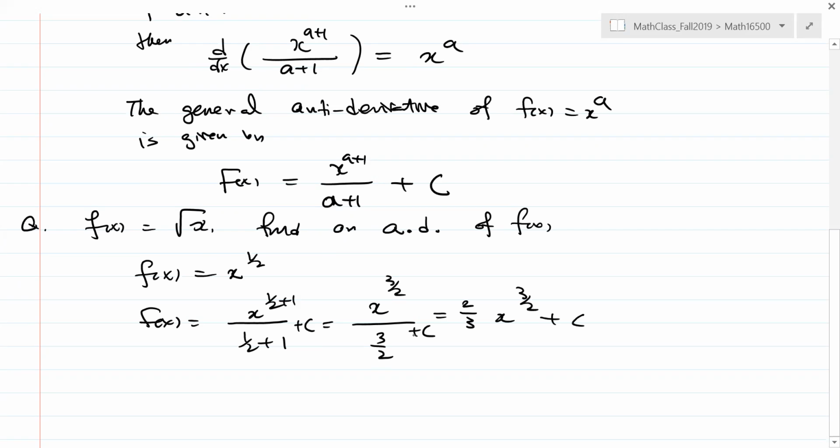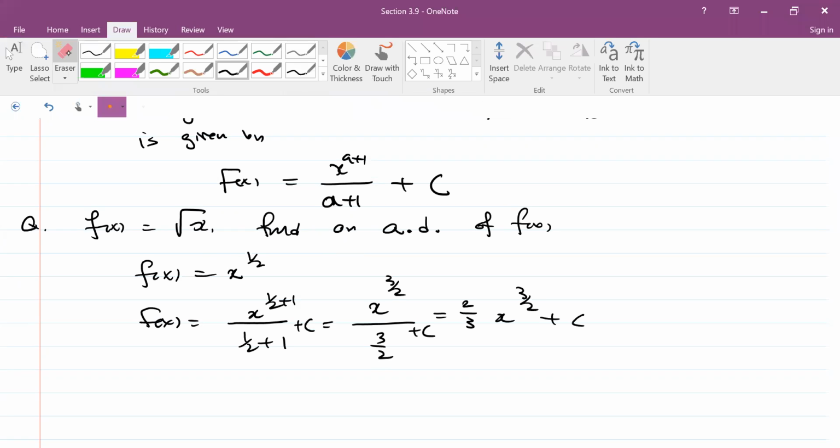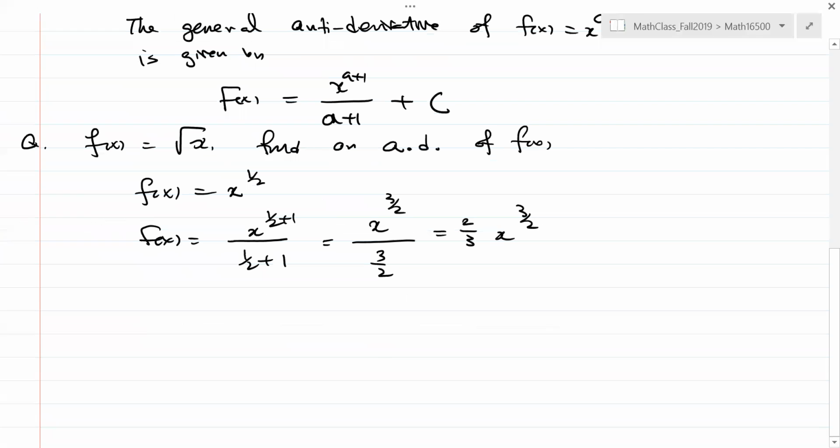Now don't forget plus a constant if you are asked to find a general formula. Otherwise, if you are just asked for an antiderivative, you don't need to put a constant here. So you read the question carefully. If you are asked to find the general antiderivative, meaning the general formula for the antiderivatives of the function, then you have to add a constant C. Otherwise, you don't need to put the constant there.